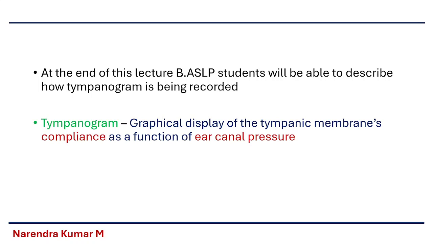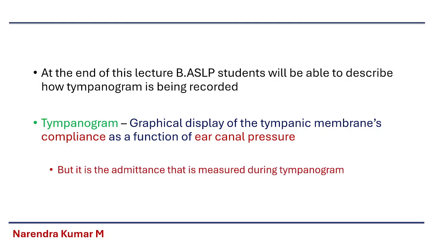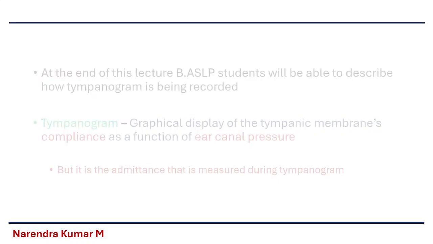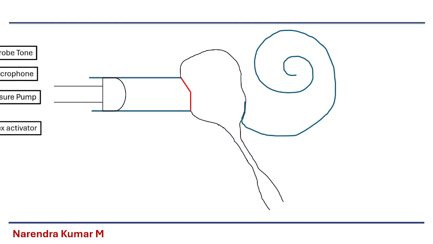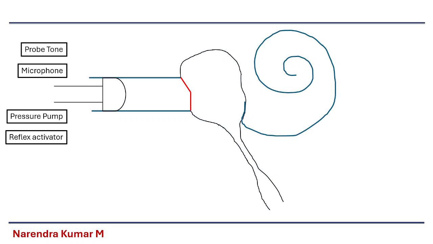Tympanogram is a graphical representation of the tympanic membrane's compliance as a function of ear canal pressure. However, the admittance is what is being recorded or measured during the tympanogram measurement. This is a pictorial representation of our ear canal along with the tympanic membrane, middle ear space and the cochlea. The probe of the tympanometer consists of various components to record the tympanogram and the reflexes.